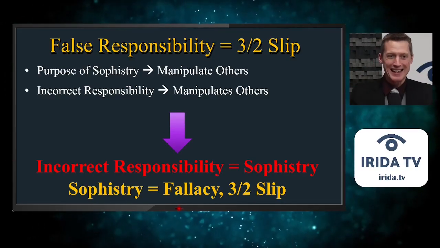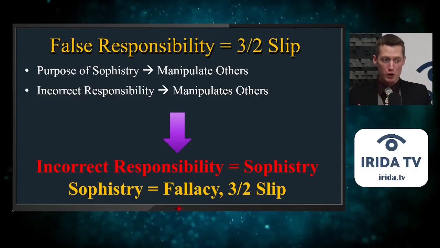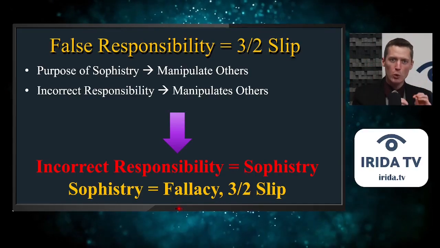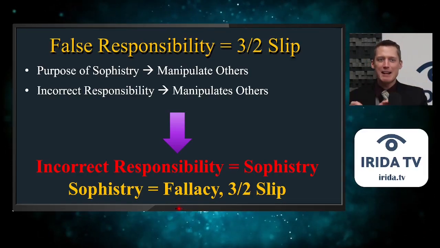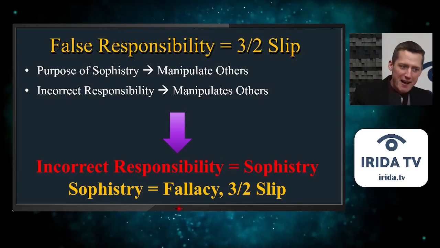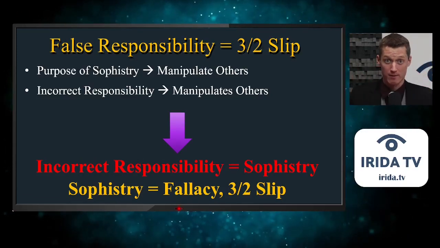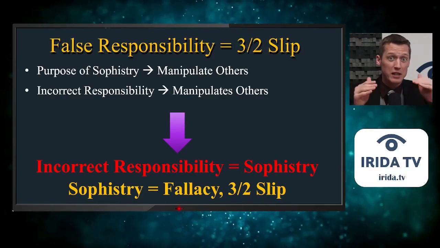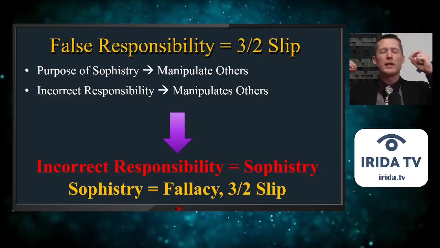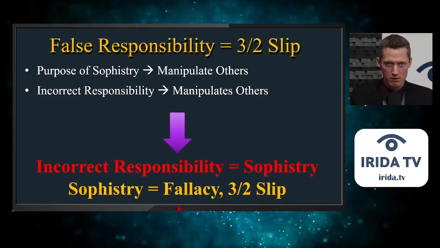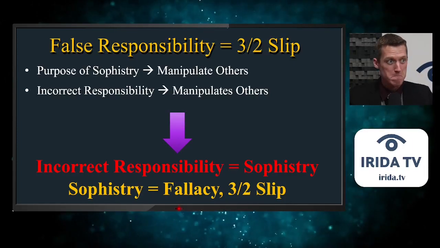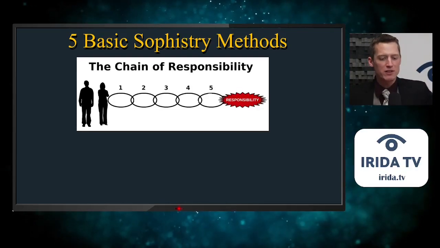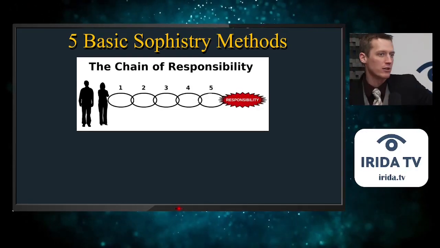And so if sophistry occurs, we know there's a fallacy, we know there's the 3-2 slip somewhere. If responsibility is incorrectly identified, that also means that there's a fallacy or a 3-2 slip somewhere. Okay? You guys might start seeing where I'm going with this, where one of the reasons that this is going to be faster than traditional logic is we don't have to spot the fallacy.